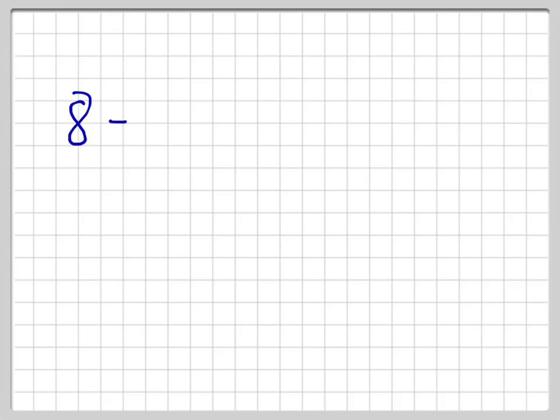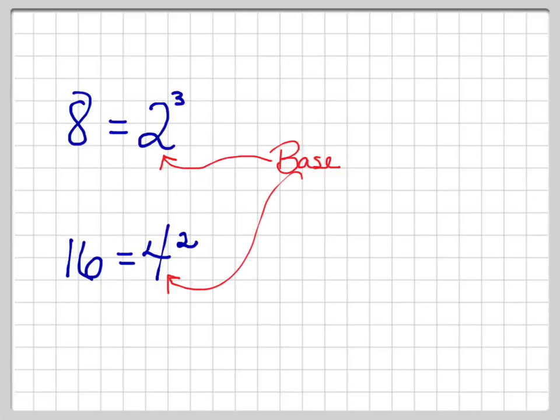Before we do that, I want us to understand that we're going to be converting numbers to other numbers, or equivalent numbers, with bases. For example, we're going to be taking the number 8 and converting it to 2 cubed in many cases, or 16 into 4 squared. So be prepared for that. And understand that the 2 and 4 are both called the base, and the 2 and 3 are called the exponents. We just need to understand that as we proceed into these questions.